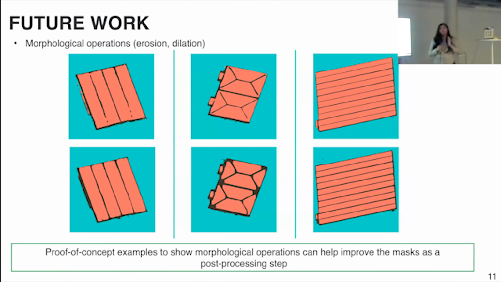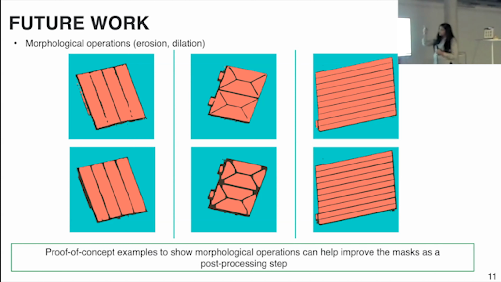Okay, so this brings me to the future work. What can we do to improve on these imperfections that I showed you in the previous slide? One thing is morphological operations. There are erosion and dilation operations that you could do. As the name suggests, erosion removes some pixels of an object, and dilation adds or expands some of these pixels. We applied these just as a proof of concept on some of our predicted masks, which are not so great. And this is what we see.